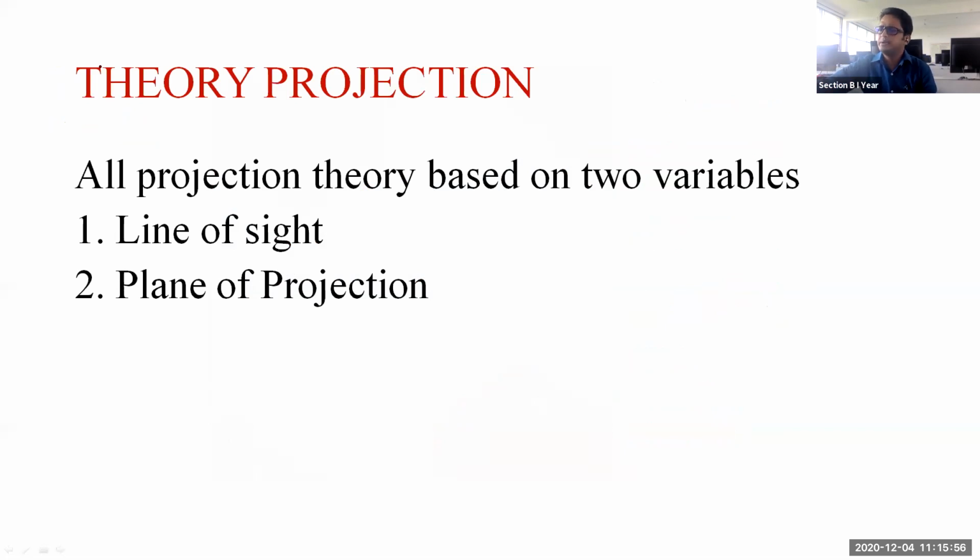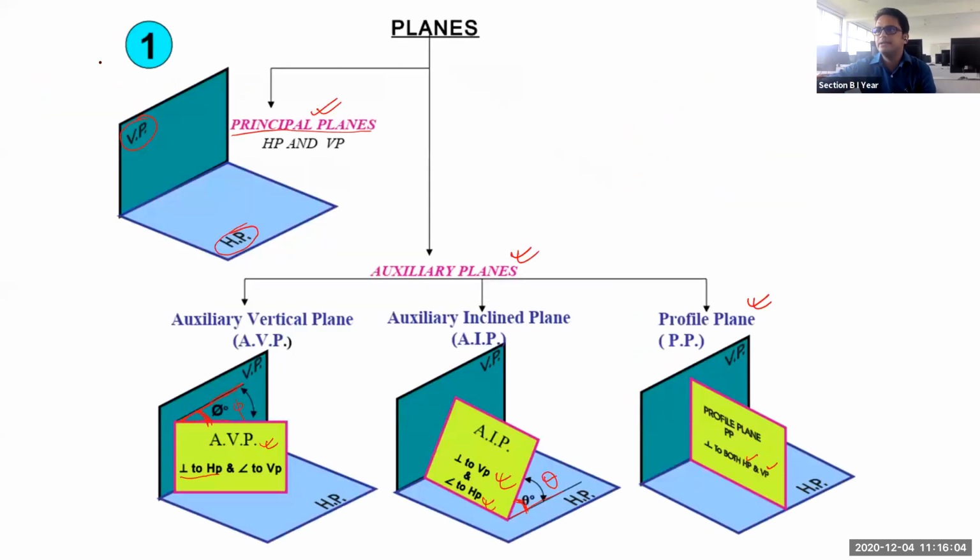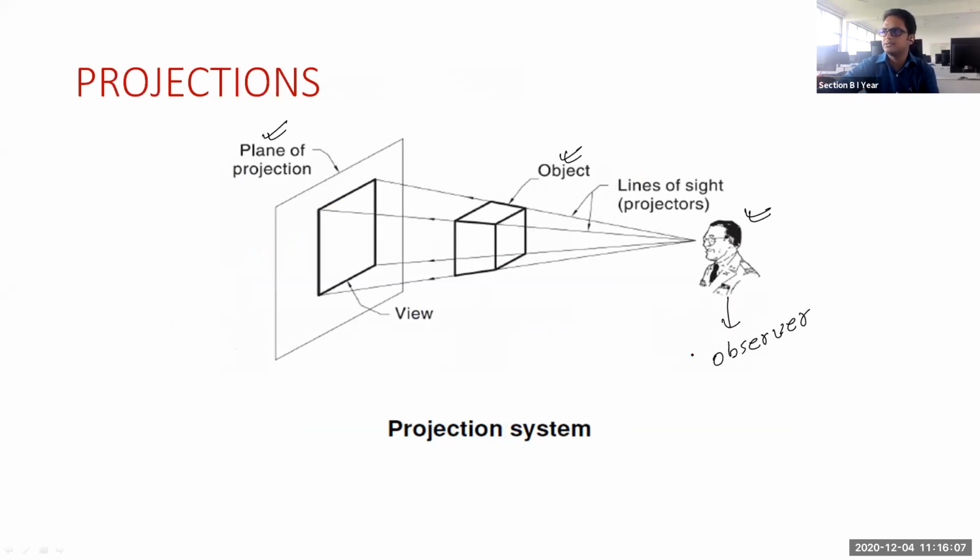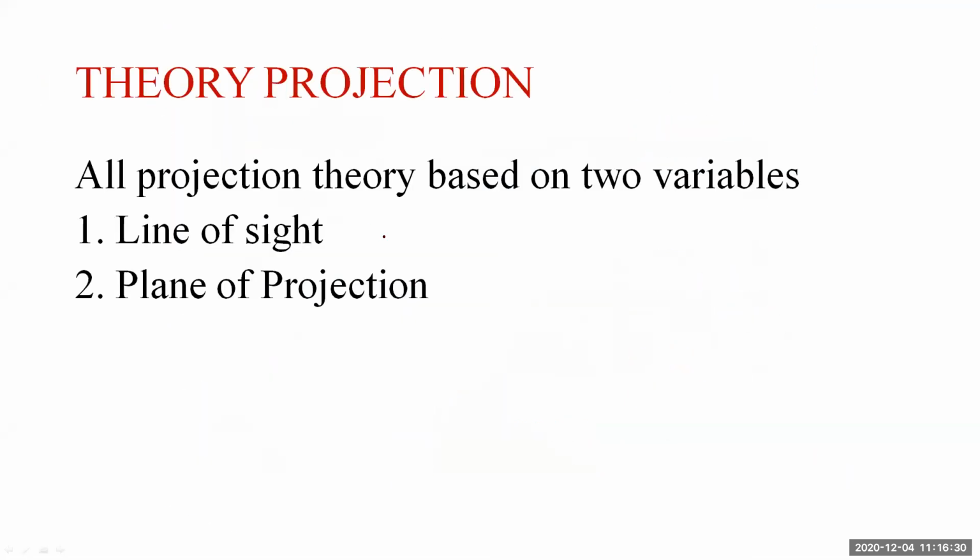Theory of projection is based on two variables: line of sight and plane of projection. Now, what is line of sight? That we have seen in the first slide. Yes, this is your line of sight, or in other terms, your projector lines. The lines here all originate from a single point. This is your line of sight and this is your plane of projection. Theory of projection is based on these two variables.